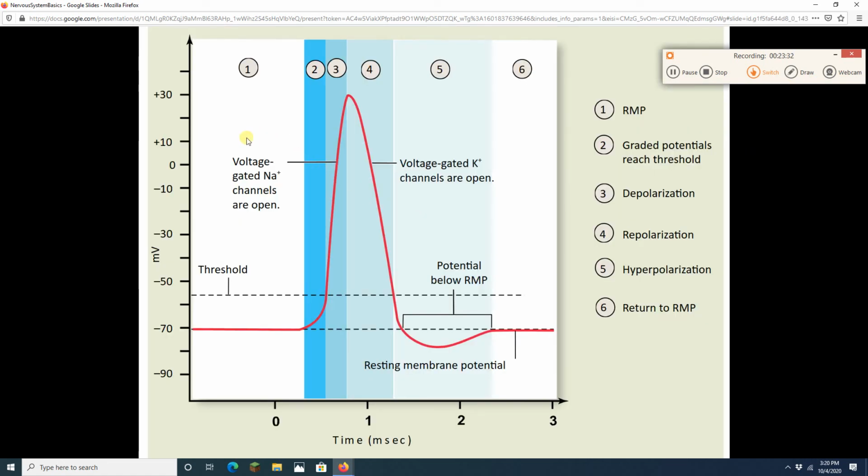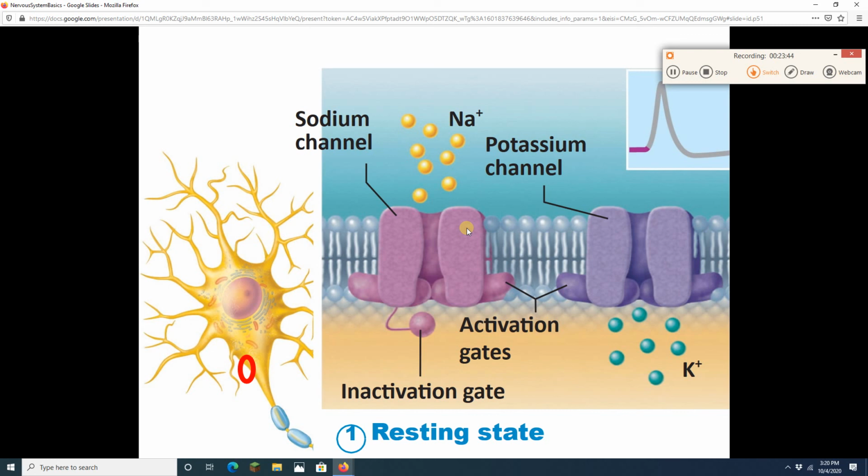Notice that it mentions some channels here. Voltage-gated sodium channels are open. Voltage-gated potassium channels are open. We've got to look into that. We've got to figure out what's going on with that. All right. Let's do that.